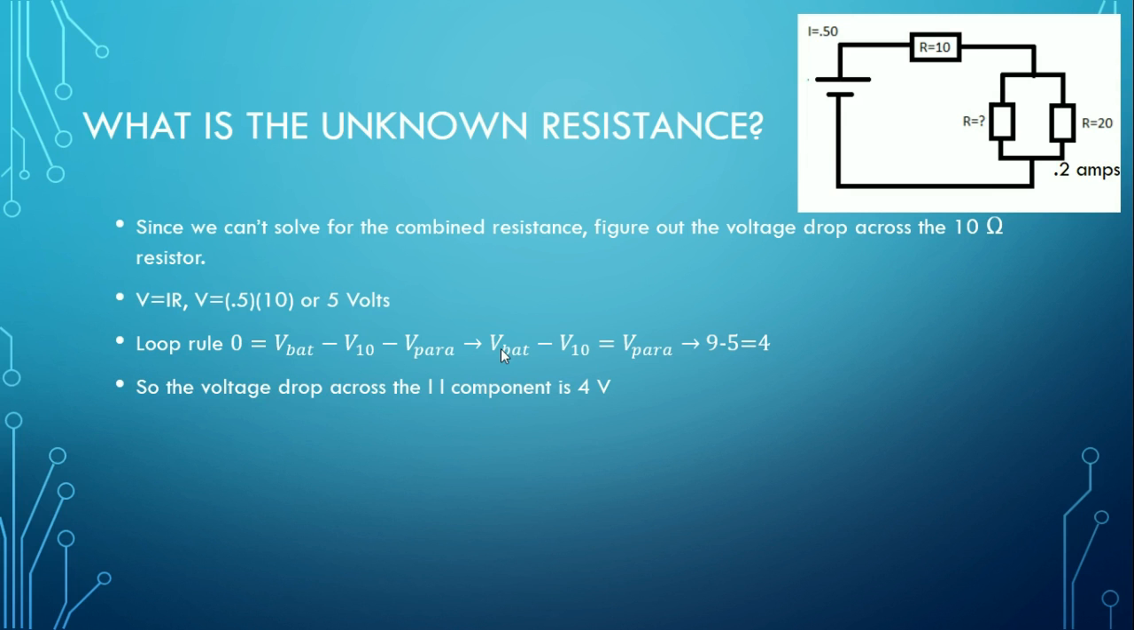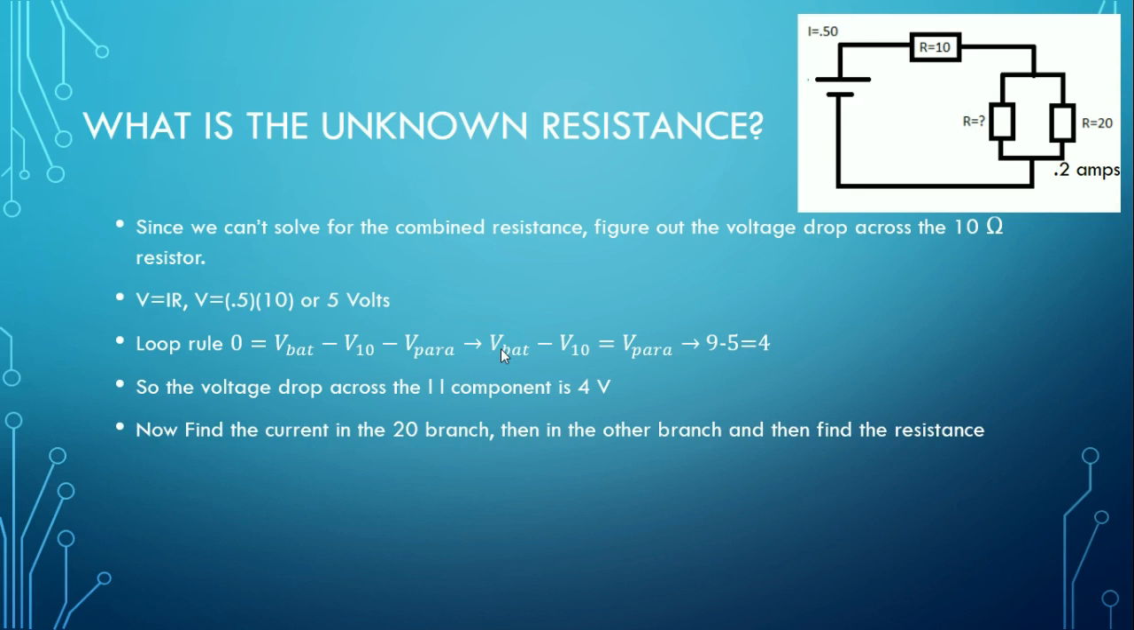So now that's all well and good, but what are we going to do with the 4 volts? The way to solve it is to use the 4 volts to find out the current in each branch. First the 20 ohm branch, and then you can find the current in the other branch, and then you can find the resistance. So the current in the 20 ohm resistor is V over R, because V equals IR, so if you divide both sides by R, V over R equals current. The voltage of the parallel component was 4, the resistance was 20, so 4 over 20 is 0.2. So that's the current in the 20 ohm resistor, 0.2 amps.